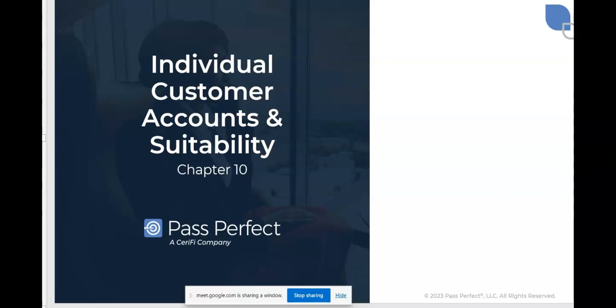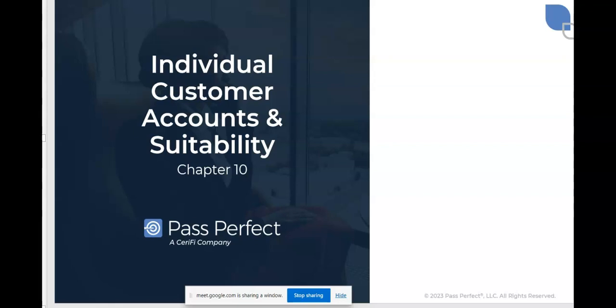Okay, so section 10, next section here is on individual customer accounts and suitability. So of course, there's the information on what type of accounts we open for someone, and there are many different types of accounts. So we want to make sure we open the right type of account. Individual accounts, joint accounts, company accounts, custodial accounts. Let's see what else. Fiduciary accounts, retirement accounts. Well, actually, retirement accounts will come later.